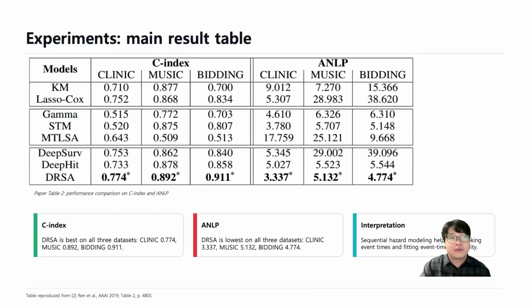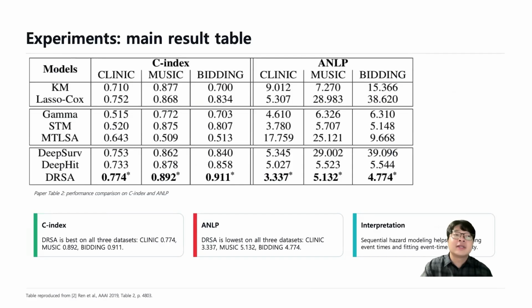This slide shows Table 2 from the paper. In terms of C-index, DRSA achieved the best performance on all three datasets. On clinic, DRSA achieved 0.774. On music, it achieved 0.892. On bidding, it achieved 0.91. This means DRSA is effective at ranking event time correctly.